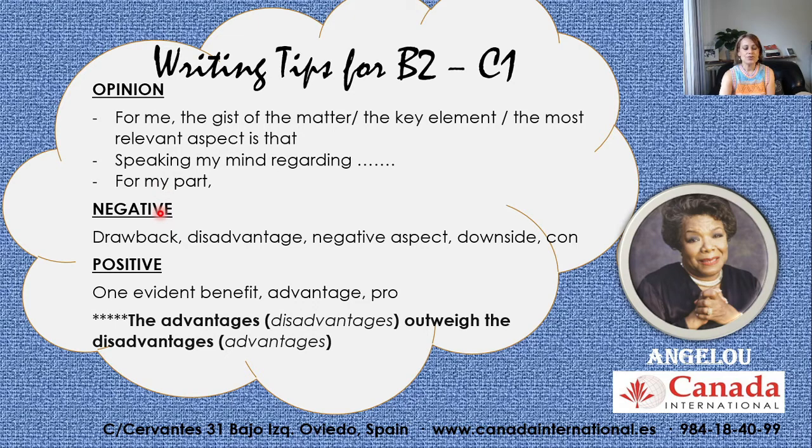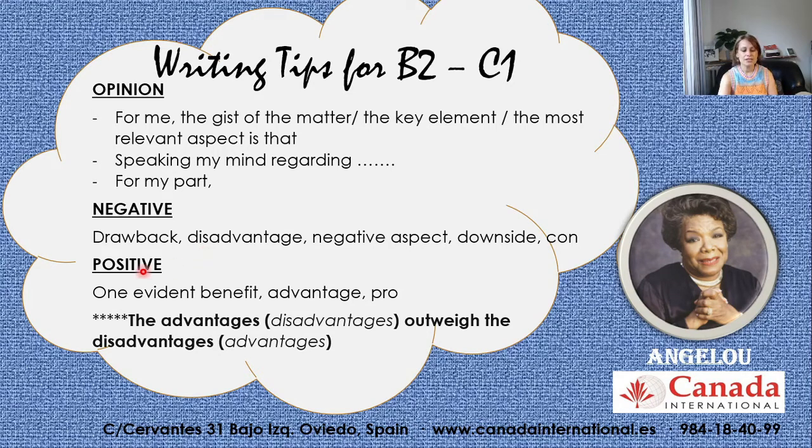Okay, now when we want to emphasize a negative thing, we can use the words drawback, disadvantage, negative aspect, downside, con. For example, you can say the downside of children going to school in the afternoon is that they don't spend enough time with their parents. Or the drawback that children have to go back to school in the afternoon is that they don't spend enough time with their parents. Or a disadvantage for kids going back to school in the afternoon would be that they don't spend enough time with their parents, something like that.